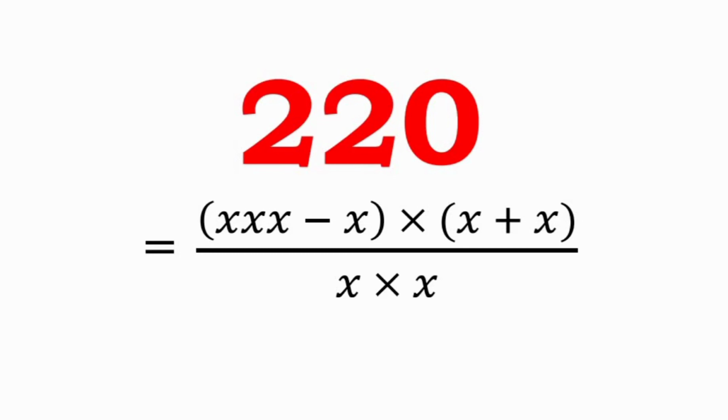So, considering the previous representations, we can see that the general representation of 220 using a single digit x, where the value of x can be 1, 2, 3, 4, 5, 6, 7, 8 and 9, is (xxx minus x) into (x plus x) whole divided by x into x. Here xxx means it's a 3-digit number like 111, 222, 333, 999 like this. It's a 3-digit number. Now a little bit of analysis is very important to see why it is equal to 220.